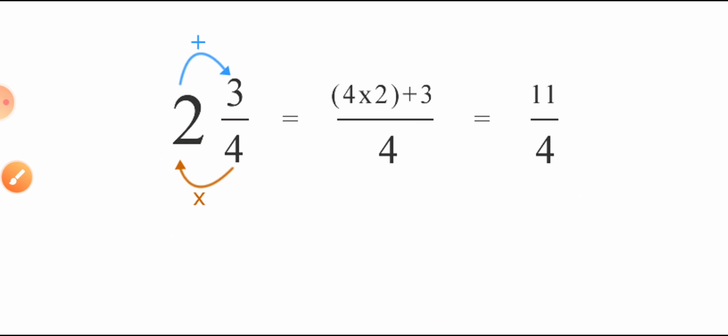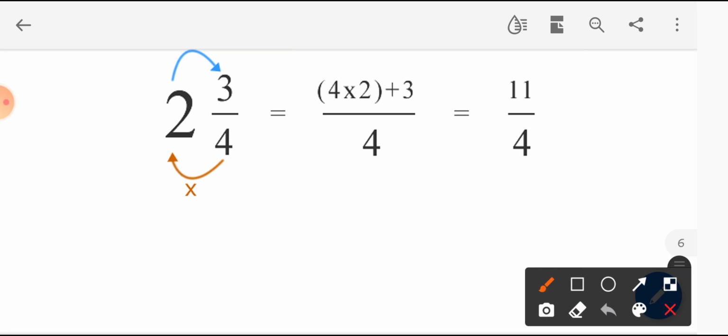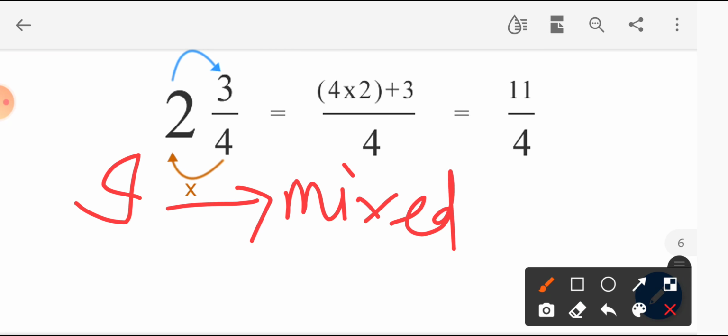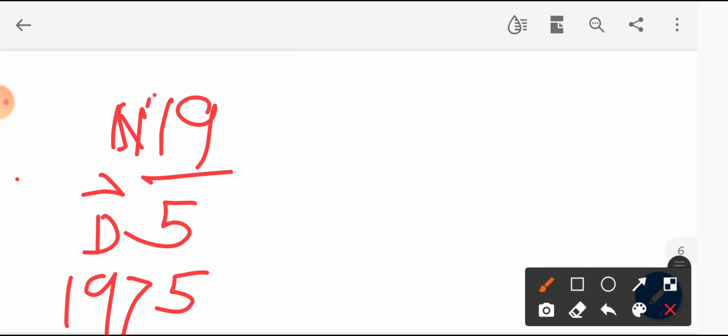Now after that we have to see how you can change from an improper fraction to a mixed fraction. Let us see one example. Here we have taken 19 by 5. As you can see, here the numerator is greater than the denominator. Here you can see that 19 is greater than 5. So it is an improper fraction.